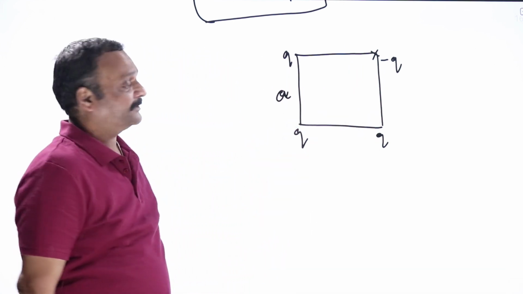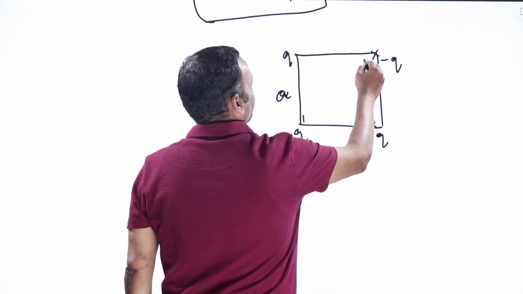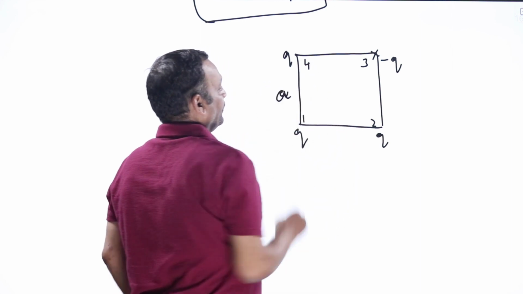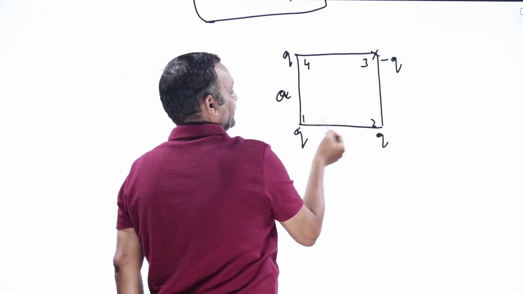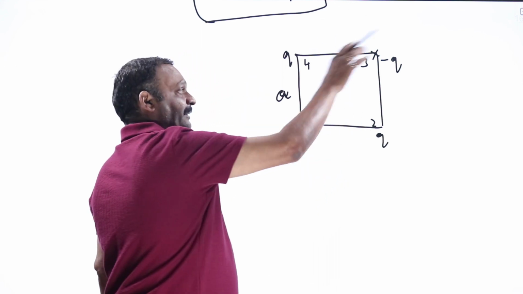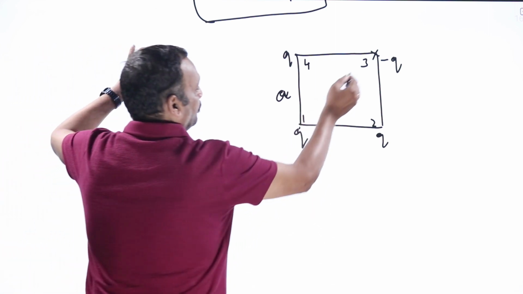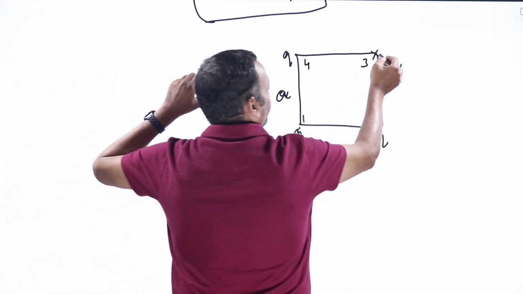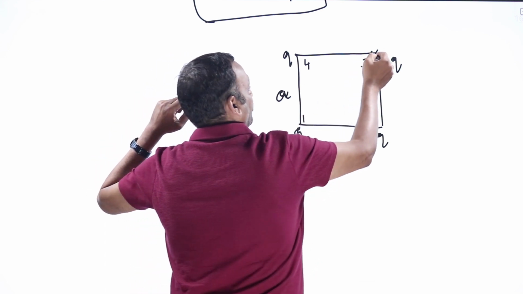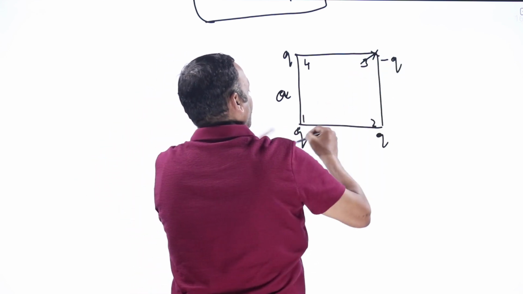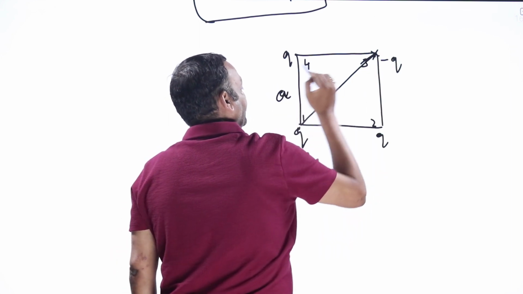Call this corner 1, this corner 2, this corner 3, and this corner 4. Now what is the force on this charge minus Q because of this charge? Individually we have to see, right? Then find the resultant force using vector addition. First, the force on minus Q due to the charge Q on corner 1: because these are opposite charges, the force is attractive, and it always acts along the line joining them.